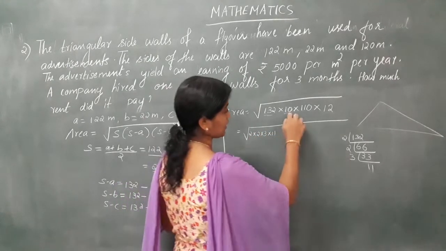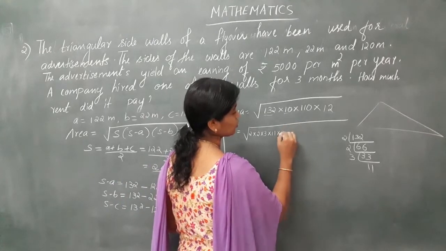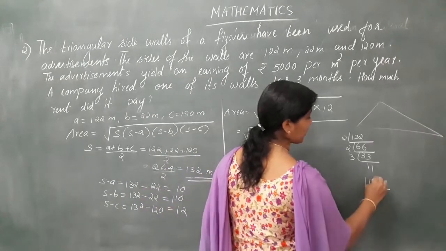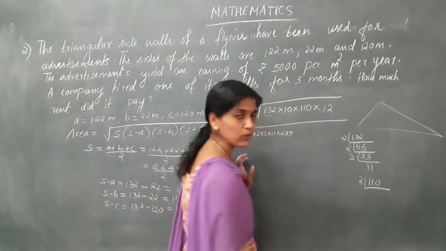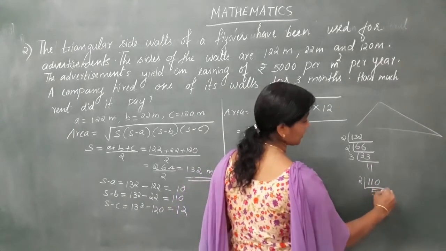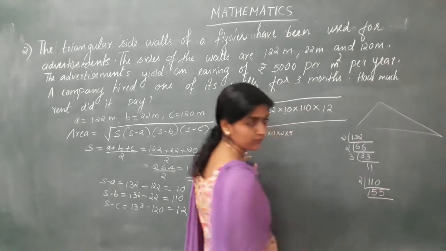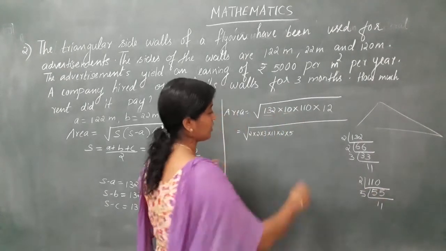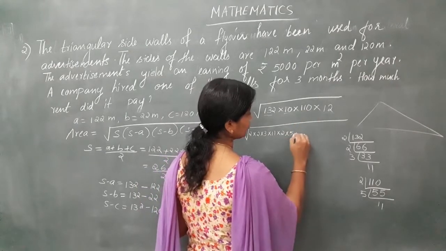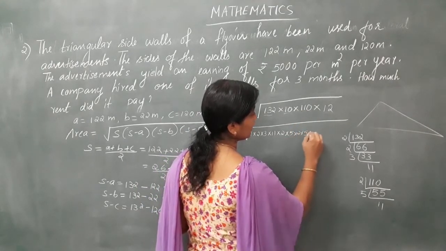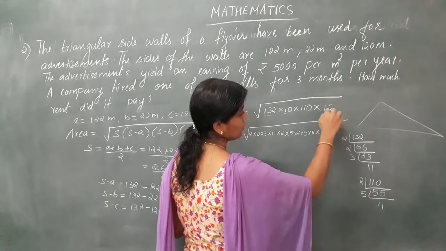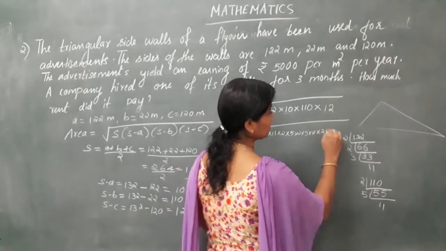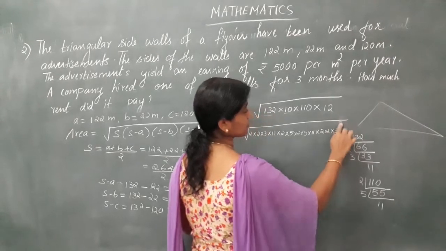Clear? Next 10, I have to prime factorize. We know it is 2 into 5. 110, again I am going to prime factorize it, divisible by 2. 5 2s are 10, then again 55. Again divisible by 5, I get 11. So 110 I get as 2 into 5 into 11. Now I know 12. 12 is 4 into 3, so I can write it as 2 into 2 into 3.